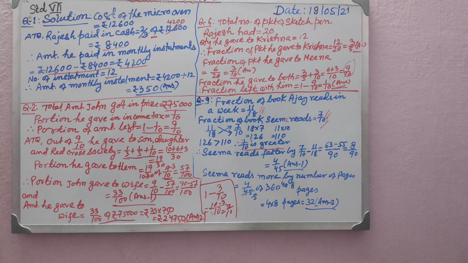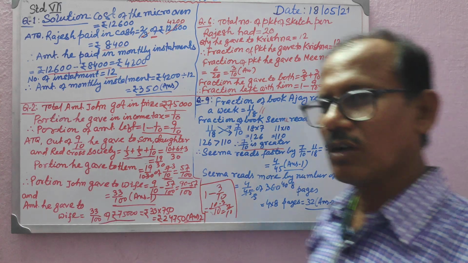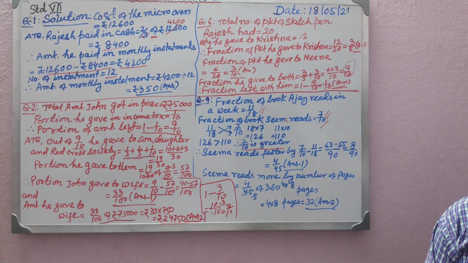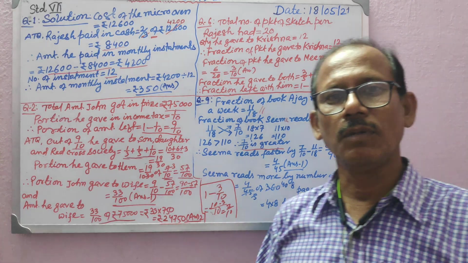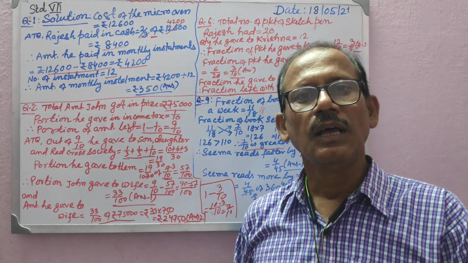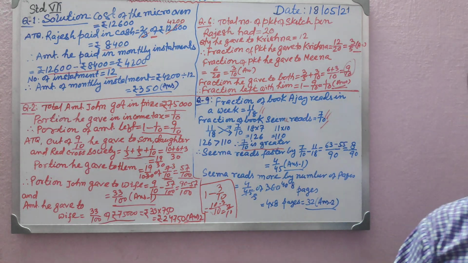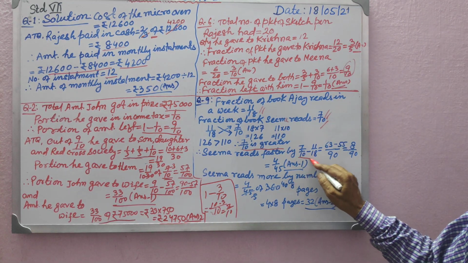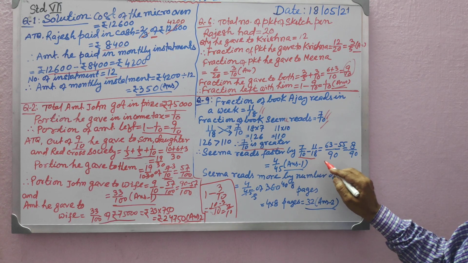How much faster is she reading? Say you have got 15 chocolates and your friend has got 10 chocolates. How much more do you have, and who has more? Definitely you have more. By how much? 15 minus 10. That is what you have done. From the greater fraction you subtract the smaller fraction, and you get it.